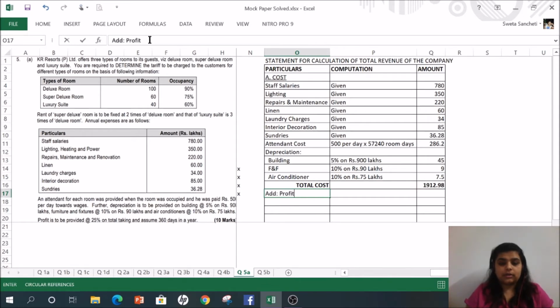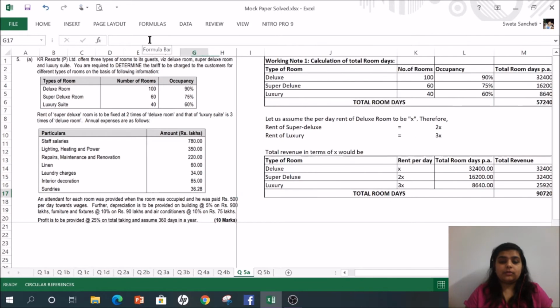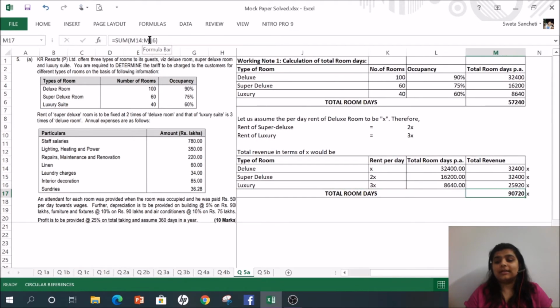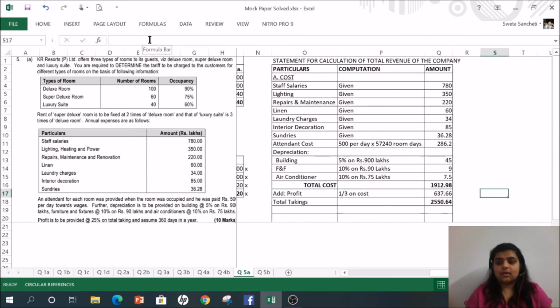25% on takings means one fourth, that means 1/3 on cost. 1/4 on total sales means 1/3 on cost. So that would be this divided by 3. And my total takings has to be this plus this. That is 250.64 lakhs. Now this 250.64 lakhs should be equal to my total takings which I have calculated here, that is 90,720x.